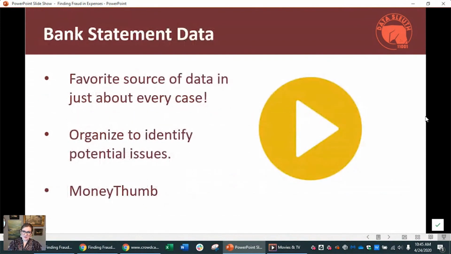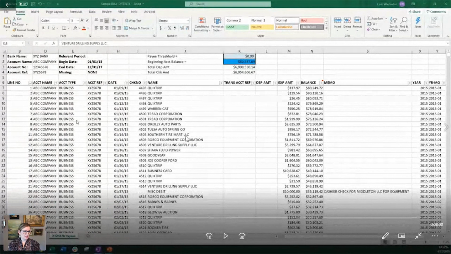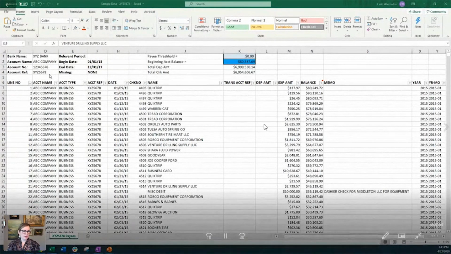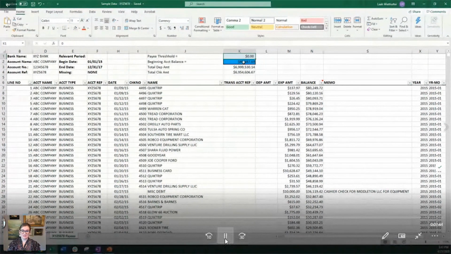If you haven't noticed by now, bank statements are my favorite source of data. I'm going to show you an example of how to organize a bank statement to identify some potential issues. This is a cleaned up, basic version of a bank statement schedule. That's what we call these. We include the bank name, the account number, and some sort of account reference. We make sure we have a relevant period. We try to identify that at the beginning, which is something I didn't do until later in my career. Man, that'll save everything if you just remember to ask for the relevant period.